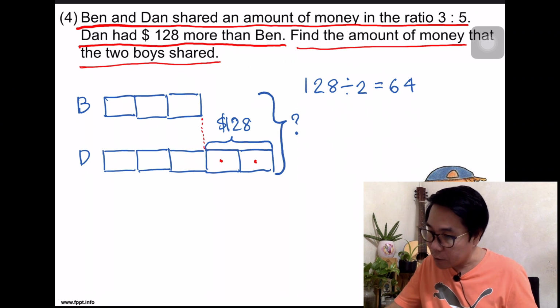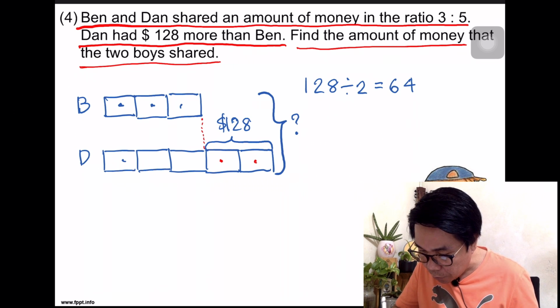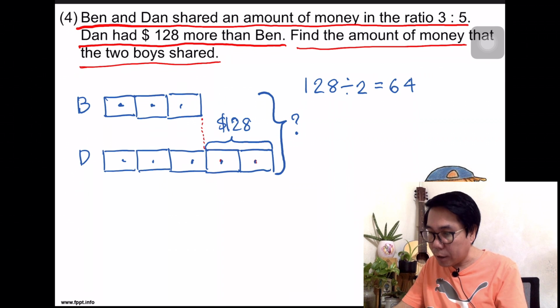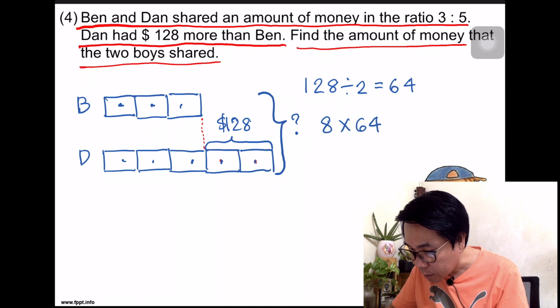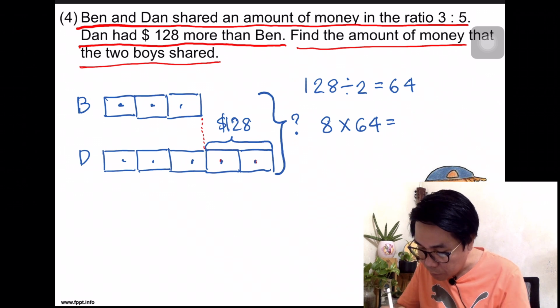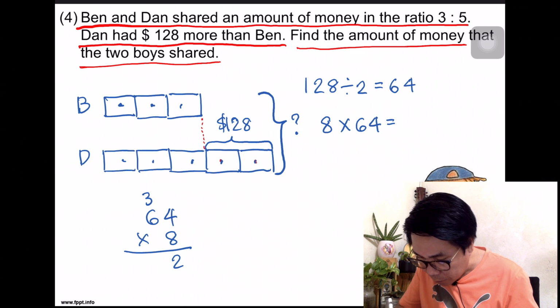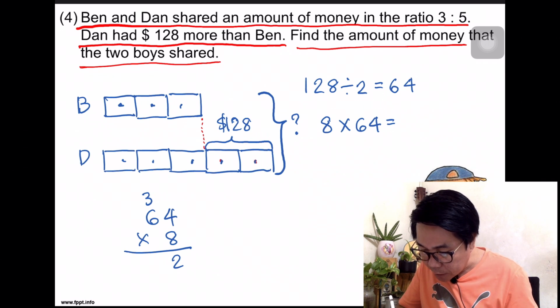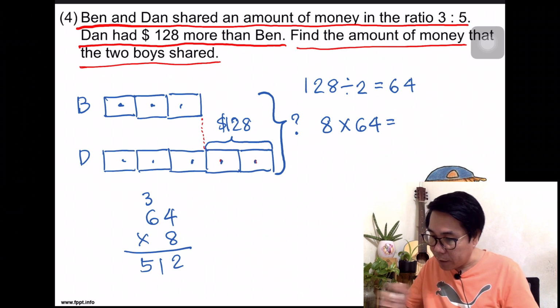So 64. How many units? 1, 2, 3, 4, 5, 6, 7, 8. So that means that 8 units times 64 is equal to, let's multiply here. 64 times 8. We have 32, regroup 3. 8 times 6 is 48, plus 3 is 51. So the answer is 512.